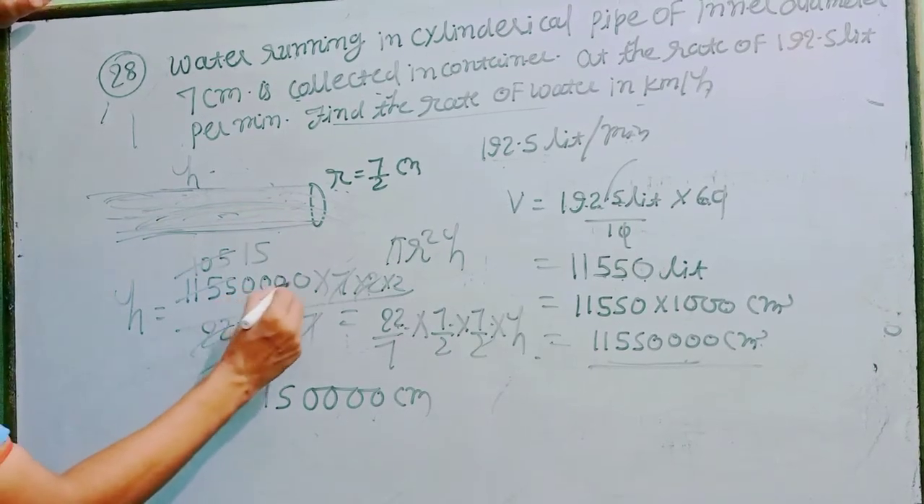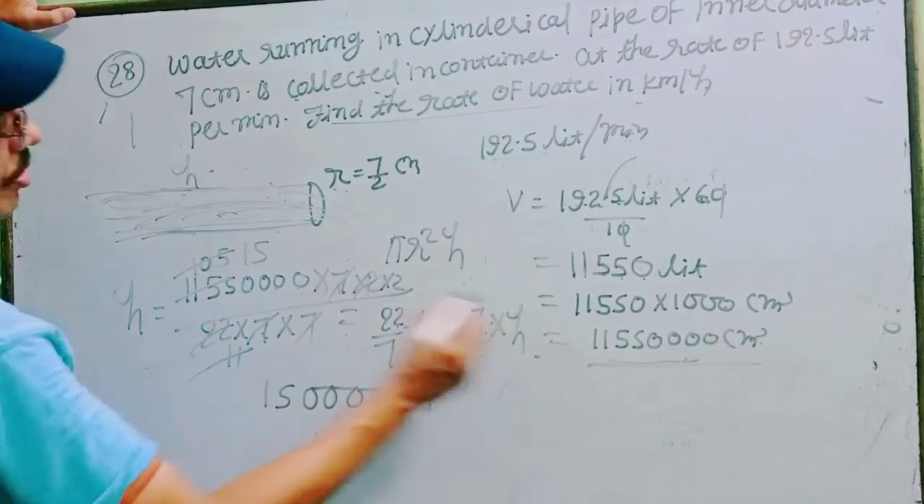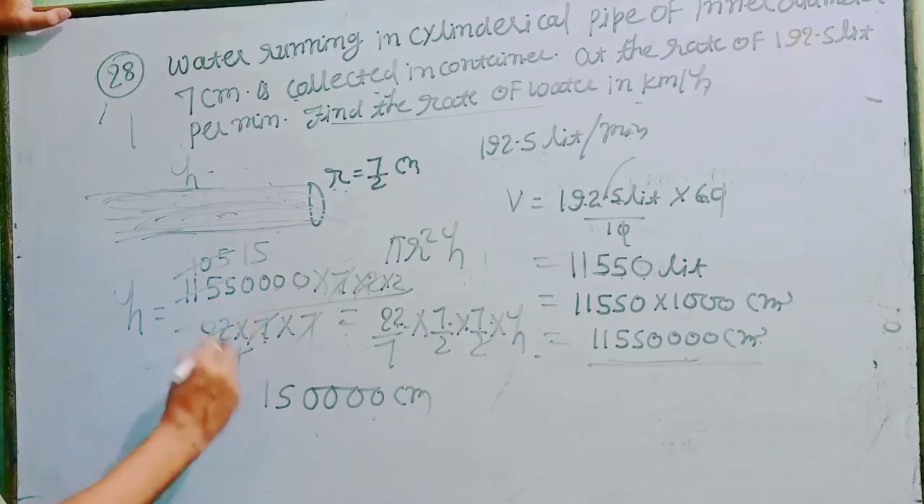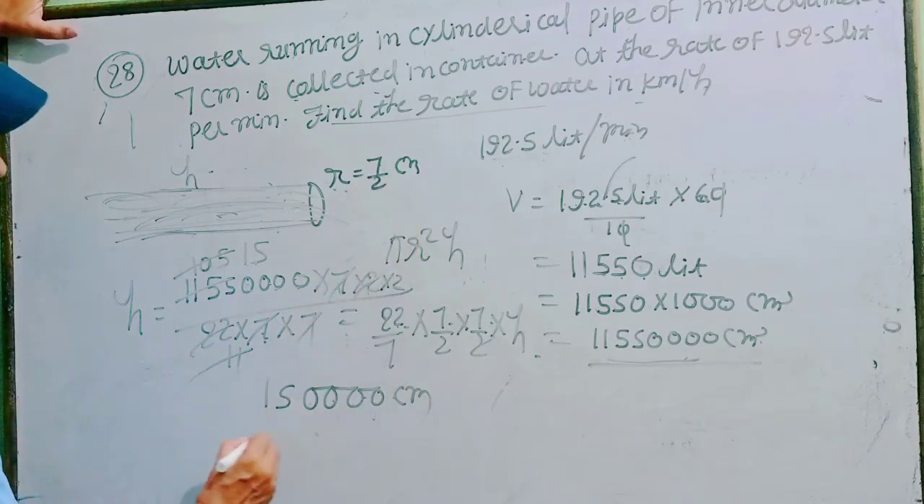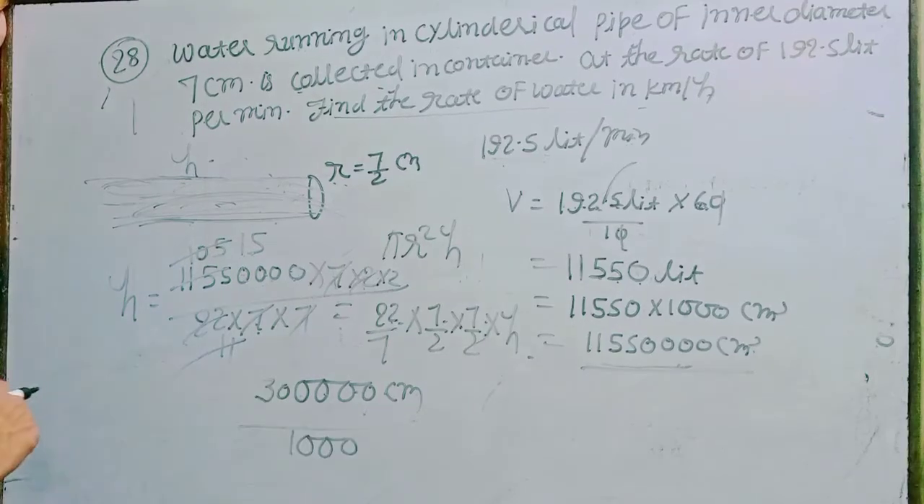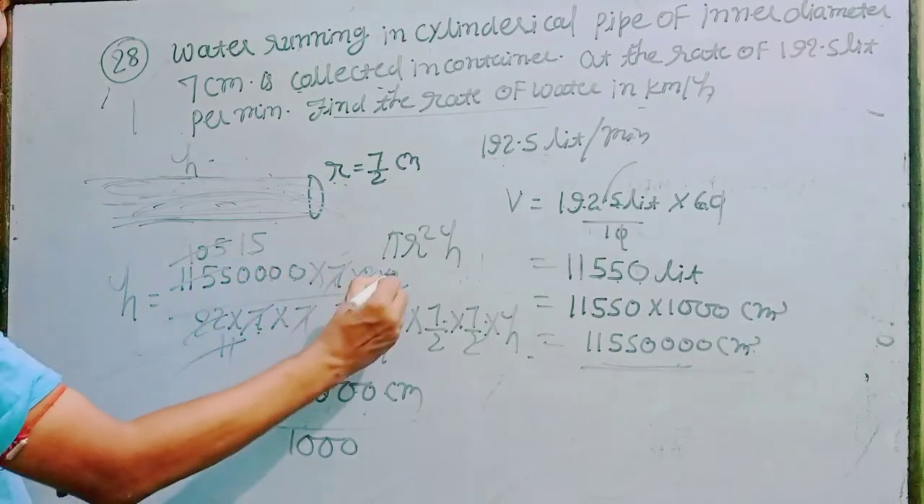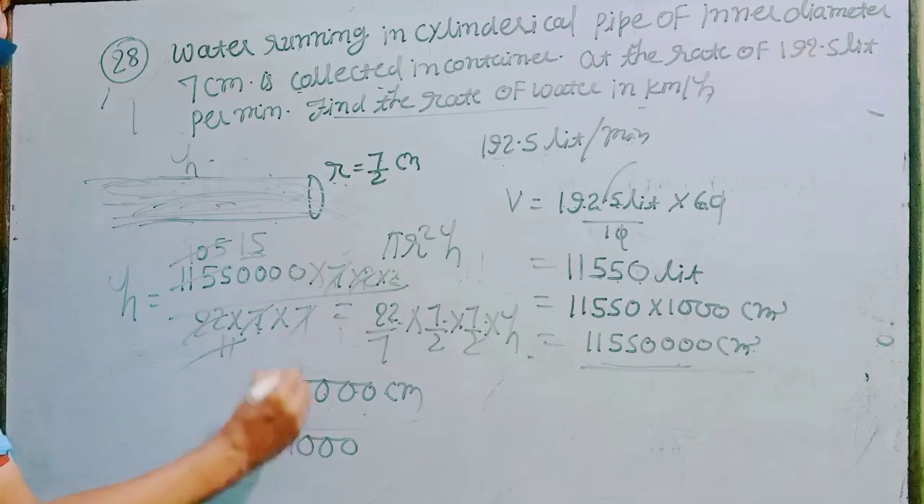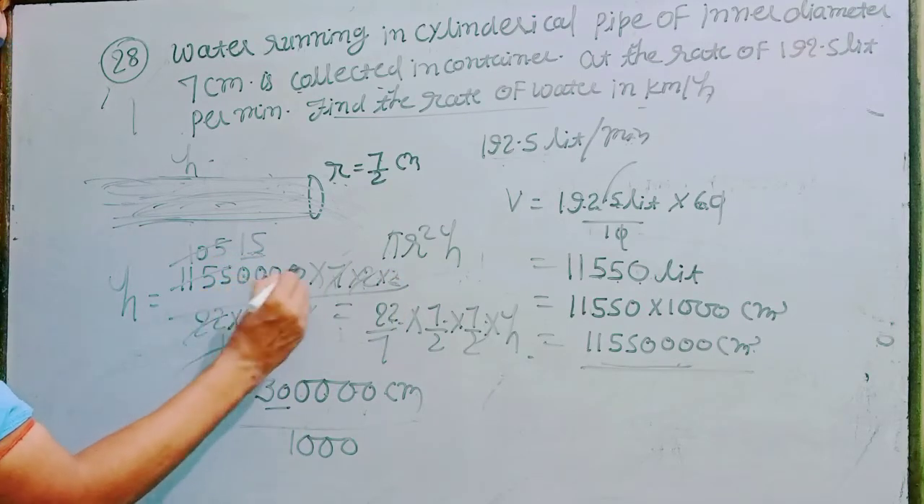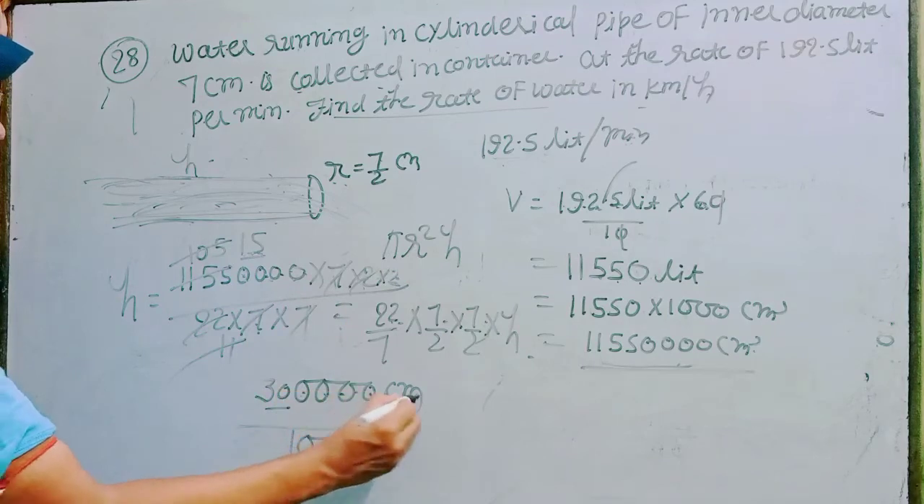There are 1, 2, 3, 4 zeros. So here is 15, and there are 1, 2, 3, 4 zeros. I write here, this is centimeter, and your question is per kilometer. So divided by, sorry students, here is 15, 2 is remaining there. So it is 15, 2 is 30. So here is 30, and the number of zeros is 1, 2, 3, 4. So write 1, 2, 3, 4 centimeter.